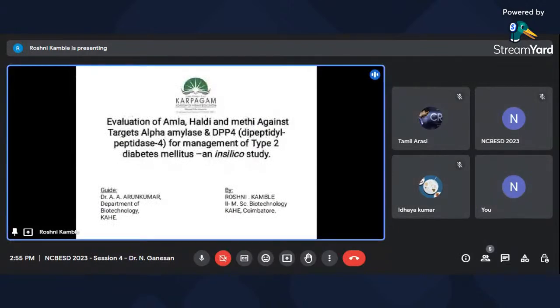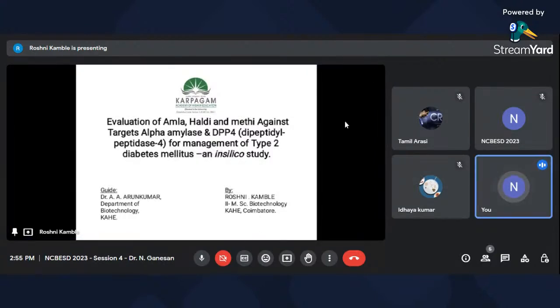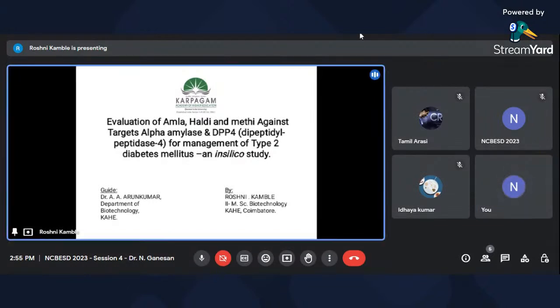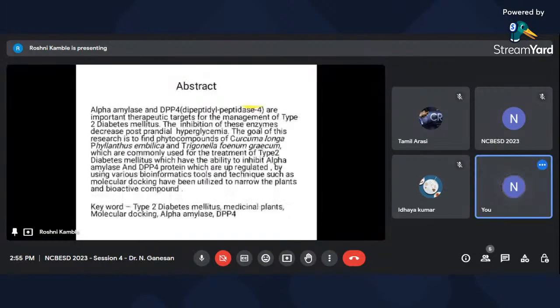Okay. So good afternoon, everyone. My topic is evaluation of amla, haldi, and methi against targets alpha amylase and DPP4, that's dipeptidyl peptidase 4, for management of type 2 diabetes mellitus.